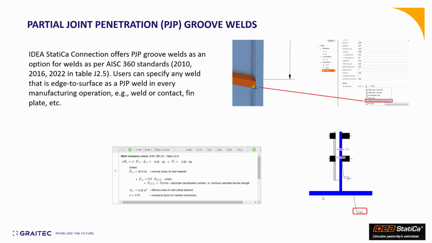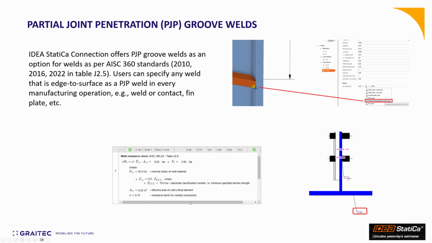New type of PJP weld. Right now it is based on US codes. If you remember in IDEA Statica before, we only had the fillet weld and butt weld options. Now we have added the PJP welds. As you see here, it is defined for edge to surface welds. You see the representation here.